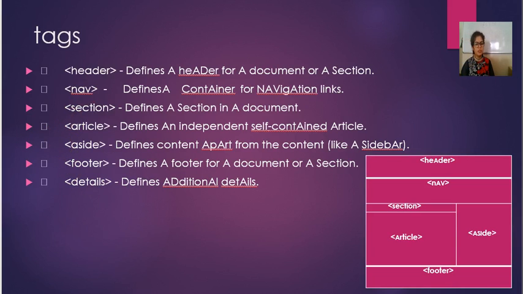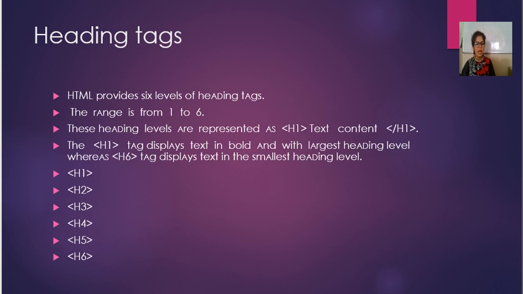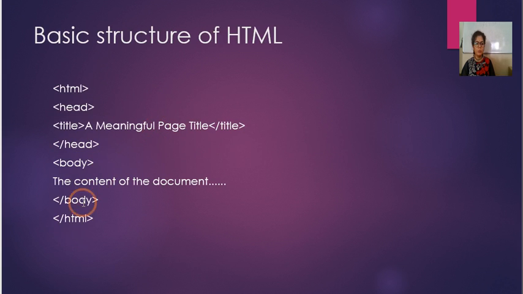So in the previous lecture we have studied about formatting tags, that what type of formatting we can perform on a web page by using different types of tags. We have studied about bold, italic, underline, subscript, superscript, and we have also studied about different heading tags which are available to write the headings in different font size. So that was all about heading tags, and we have also studied about the basic structure of HTML and how we have to execute a code.